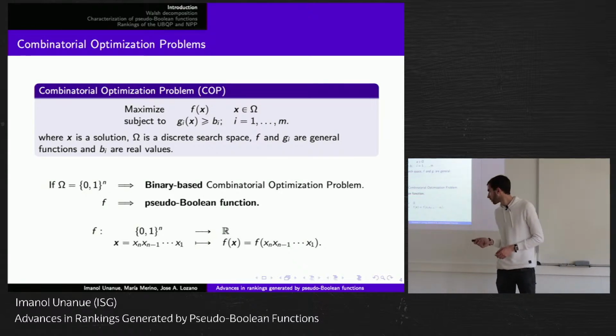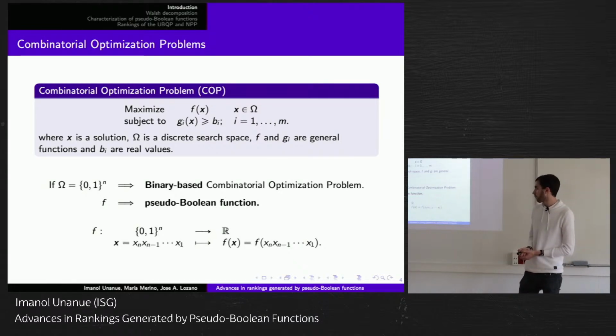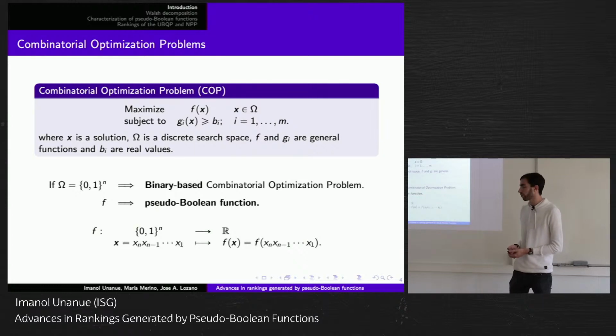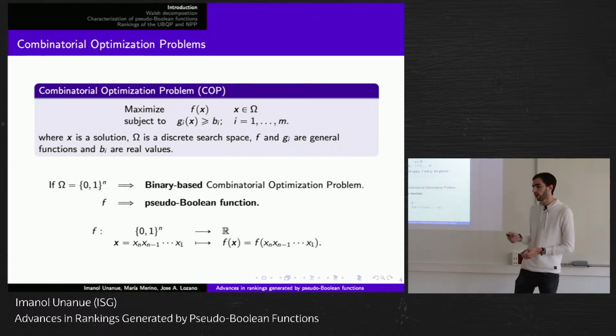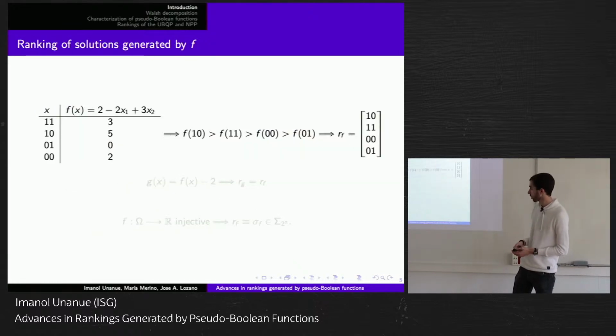So we have at the bottom of the slide a simplification to understand how the function f works. Throughout this work, we will use the reverse notation. So, for example, for the solution x, we will read from left to right, starting from n up to 1.